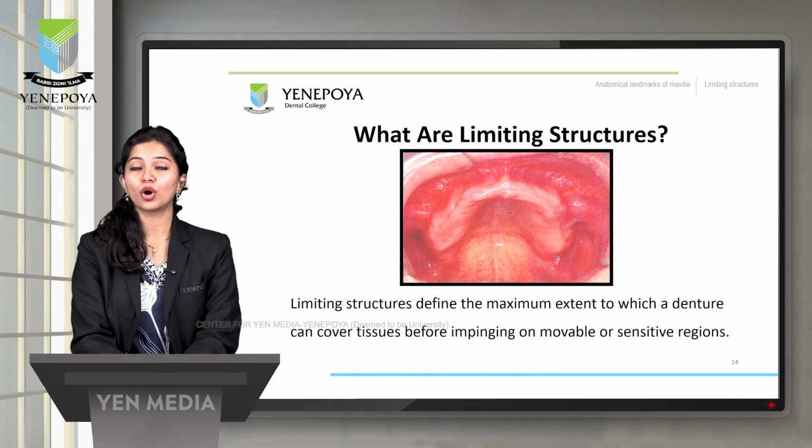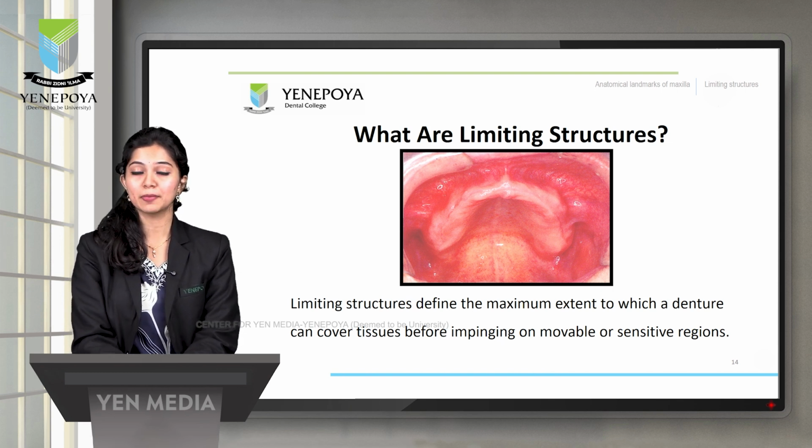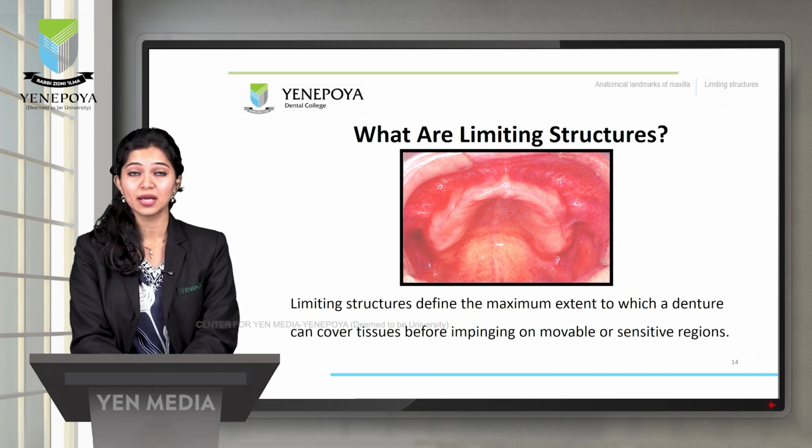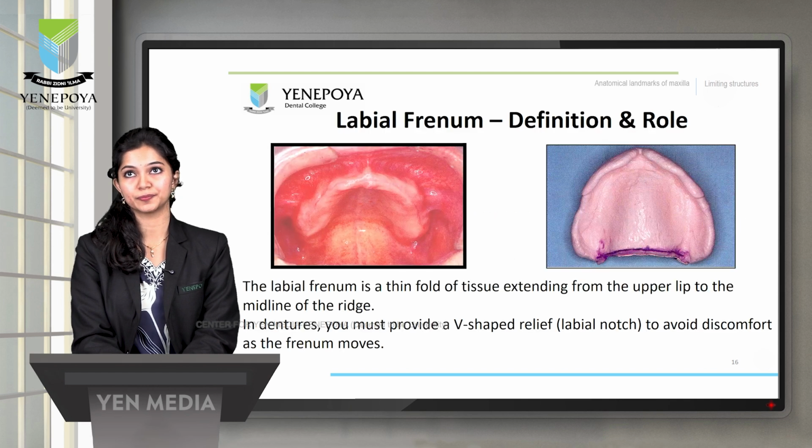So first of all, what are limiting structures? Limiting structures define the maximum extent to which a denture must cover before impinging on movable or sensitive regions. So why do you think the borders are important? The border design prevents sore spots, that is soreness, helps with retention and prevents dentures from becoming loose during function.